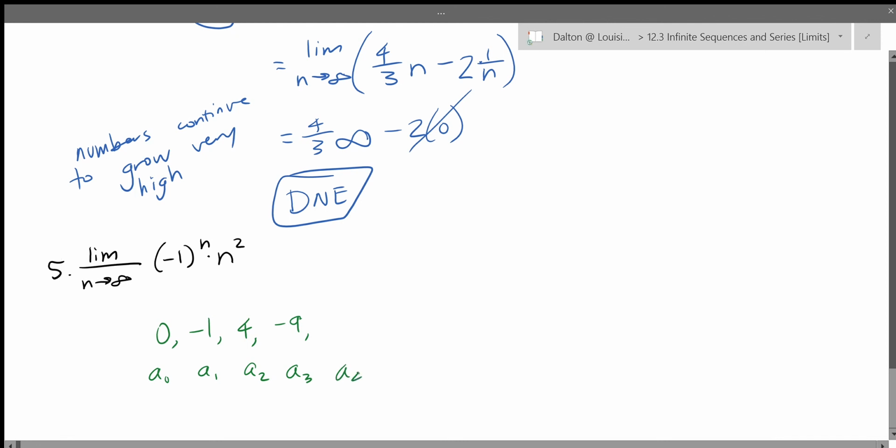A sub 4. If you plug in 4, your squared number is going to be 16. And then -1 to the 4th power is going to be a positive number. So you can see what's going on here. I've got patterns of square numbers, but every other number is positive and negative, right? In short, when n is odd, then -1 to the n power, so all of my odd a values, a sub 1, a sub 3, I end up with a negative value.